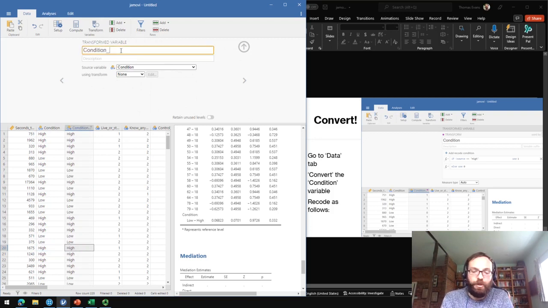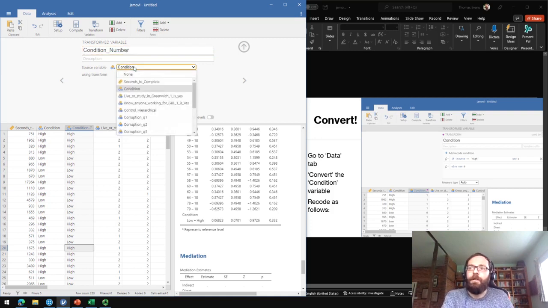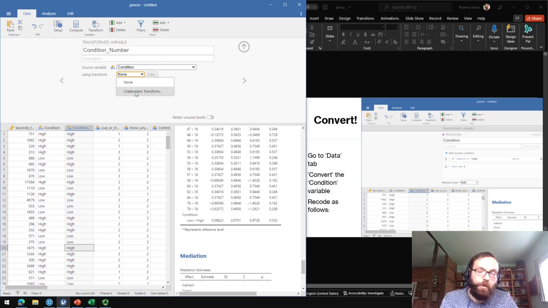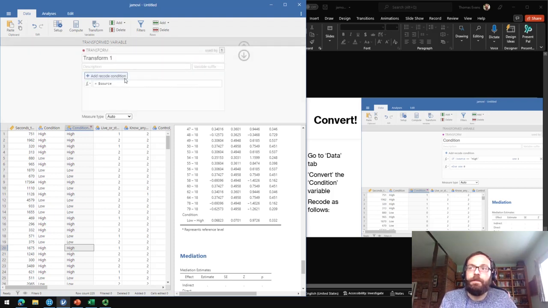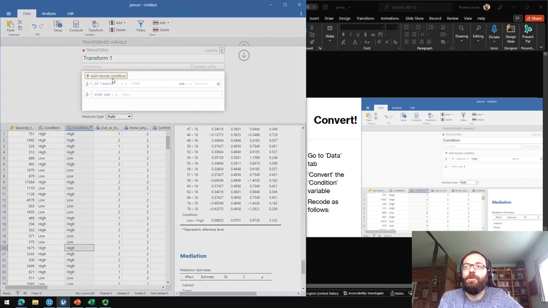So I'm going to say condition number. Our source variable is obviously condition, and we're going to transform. And all you need to do is click create new transform. And so what we're wanting to do is to transform high or low to be 1 and the other one to be 0. So in this case, click on the add button that says add recode condition.